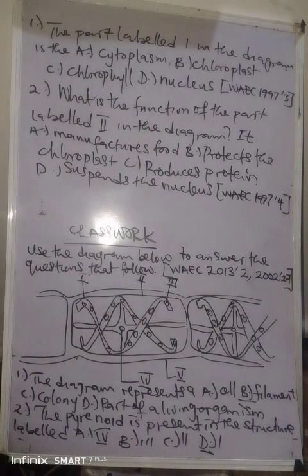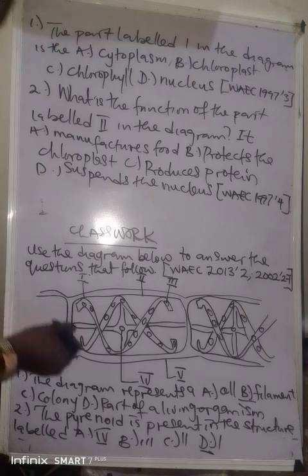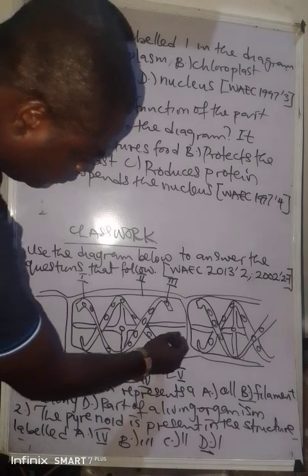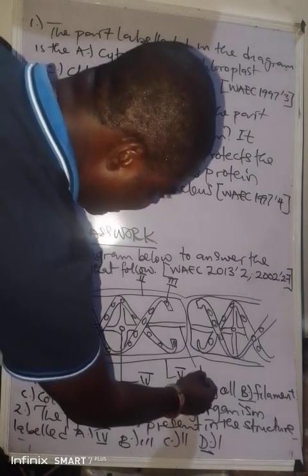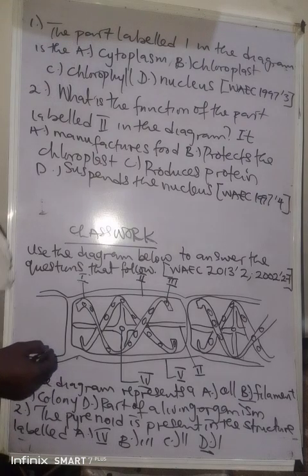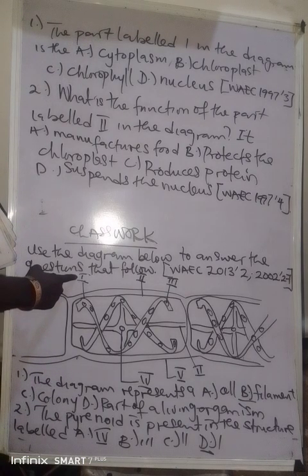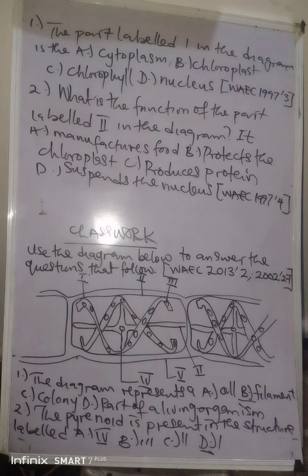So let me see whether what we have here is what we have there. If you are using this diagram, let this one represent II. I don't want to redraw the same diagram. So this one represents I. I don't want to waste time. So the first question says the part labeled I, which is this one, in the diagram is the what?